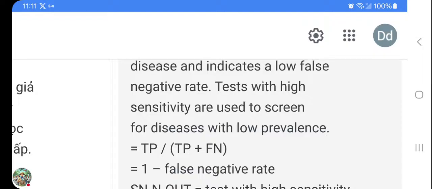But now, how do we calculate the false negative rate? Simply, the false negative rate equals the false negatives over the total number of people who are sick, the people who actually have the disease. So it is over true positive plus false negative, right? That's the false negative rate. So again, the false negative rate equals false negative over true positive plus false negative, right?